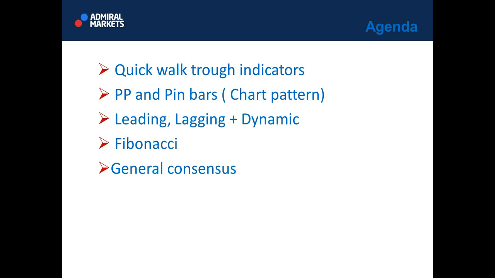And now today's agenda is of course a quick walkthrough of indicators. I will give a brief walkthrough of each of the indicators. I won't be boring you with those arithmetical and algorithmic equations. I will just tell you what each indicator does and why we use it. Then we will go to pivot points and pin bars. Then we will go with particular leading, lagging, and dynamic indicators. And of course Fibonacci. After that we will see what the general consensus is and what we should do and what we should not do, of course.